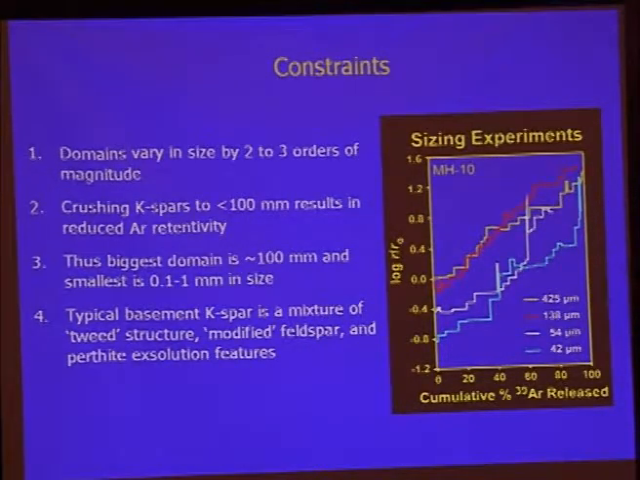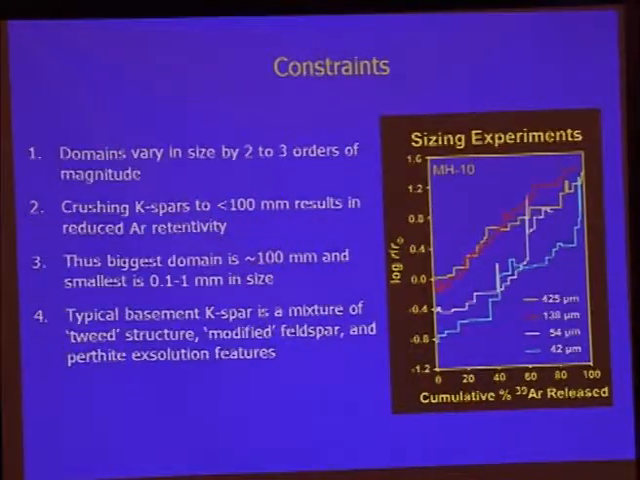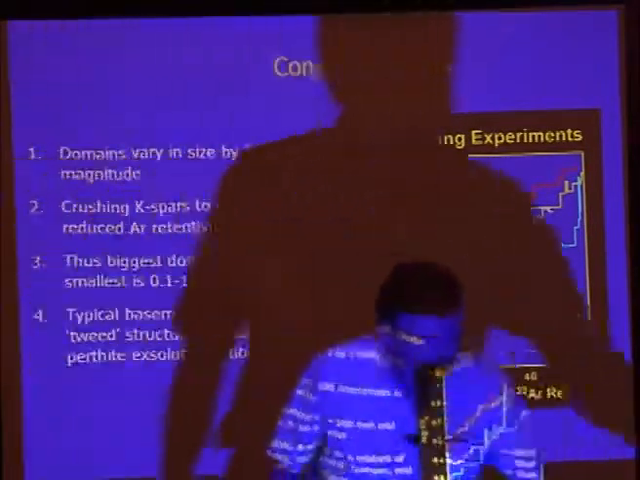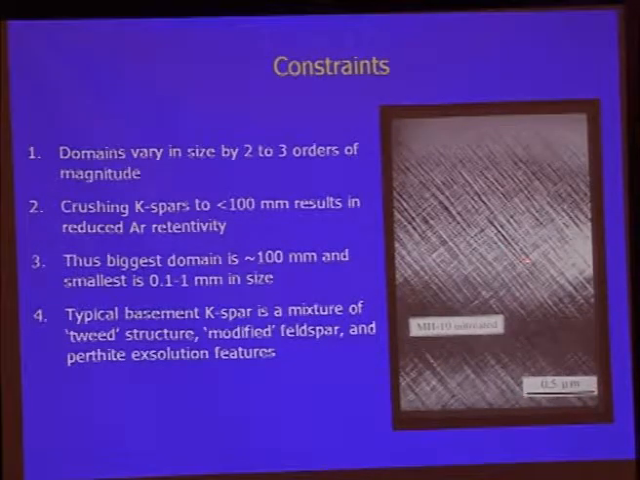So from this, we infer that the largest domain is on the order of, okay, that should be microns, and the smallest then, 3 orders of magnitude smaller, is between about 1/10 and 1 micron. Typical basement K-feldspar, as I've mentioned, is a mix. Here's an electron TEM image. There's 500 nanometers showing this tweed structure.